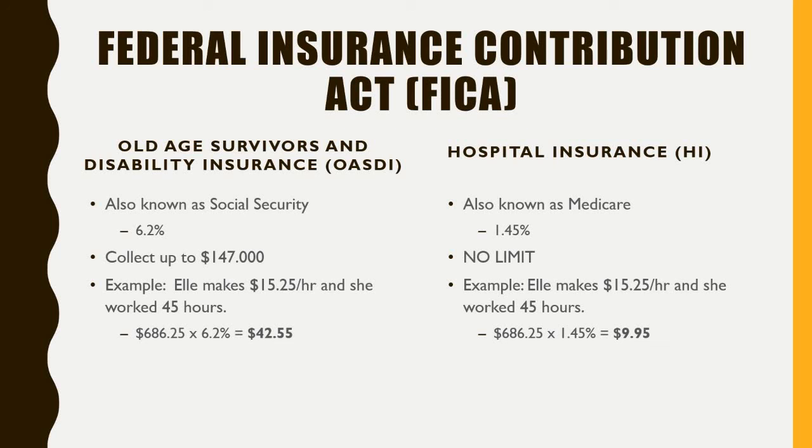Now, you can't put your own extra money into Social Security, so don't forget that. 6.2% is the federal requirement. So if you're earning only $16 an hour, you're probably never going to get to that $147,000.